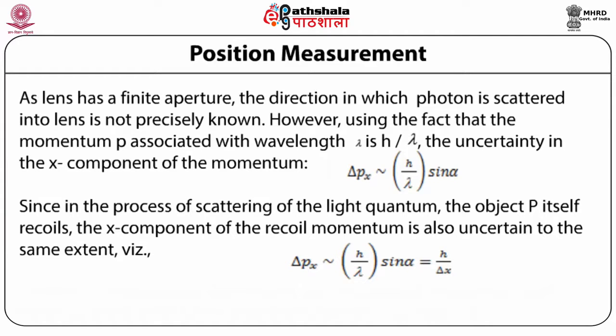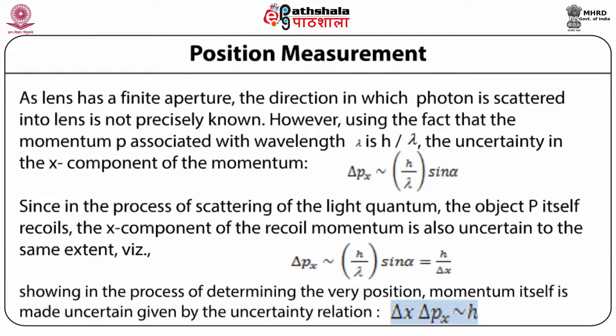That means that delta px is of the order of h by lambda sine alpha, which is equal to h by delta x, where h by delta x is the uncertainty in the recoil momentum of the particle, showing that in the process of determining the very position, momentum itself is made uncertain, given by the uncertainty relation. Delta x, delta px is approximately equal to, or of the order of, h cross, where h cross is h by 2 pi and h is Planck's constant.